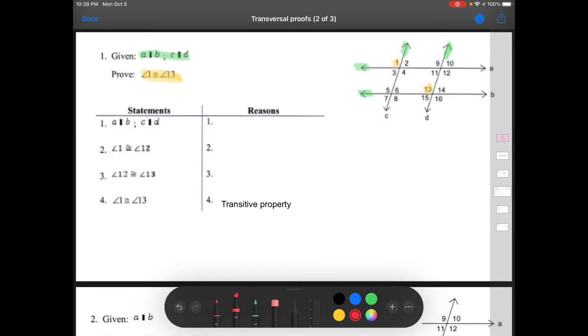So for this one, I left 3 of the reasons blank. So I'm going to show you how to fill those in. First one is really easy. Number 1 is always given. So when you get a proof, if number 1 here is blank, just write given. Right, number 1 is always given.